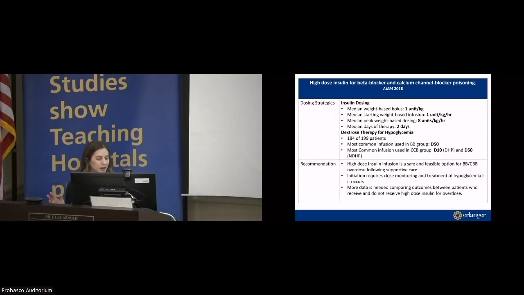184 of the 199 patients required dextrose, most commonly D50 and then D10 in the calcium channel blocker group as well. So they recommended essentially that high-dose insulin infusion is safe and feasible if monitored and at these specific doses, following supportive care with vasopressor therapy. Again, it requires close monitoring and treatment of hypoglycemia, which occurred pretty commonly, but more data would be needed to compare outcomes between patients who received and did not receive this type of therapy in overdose.